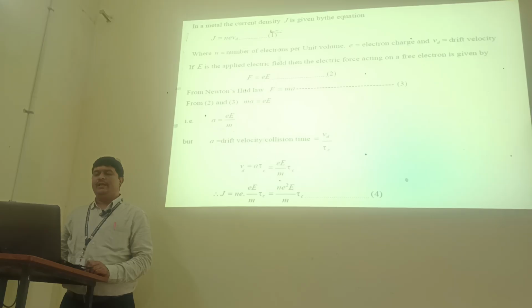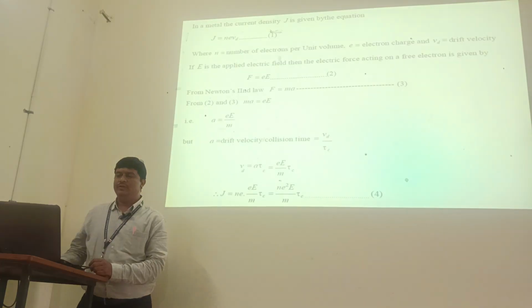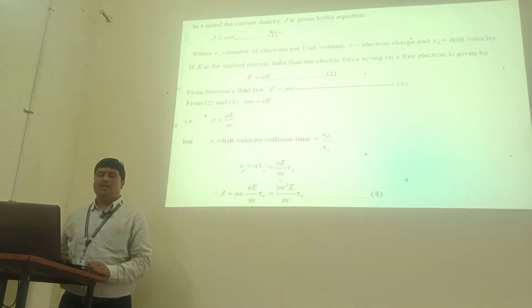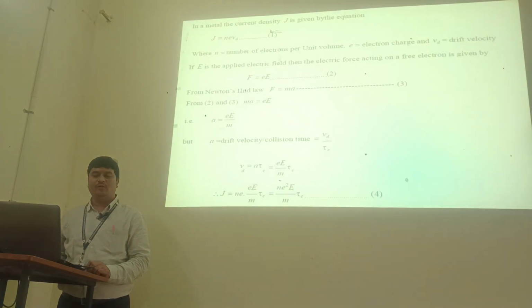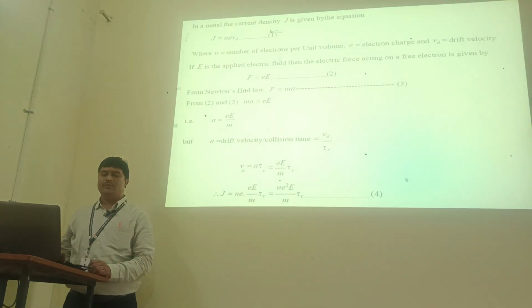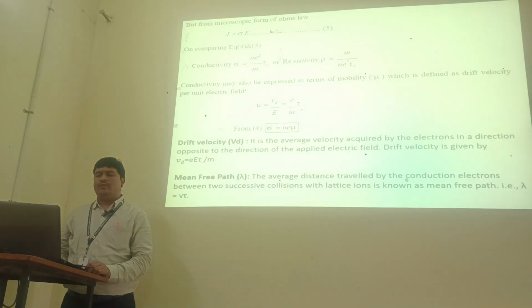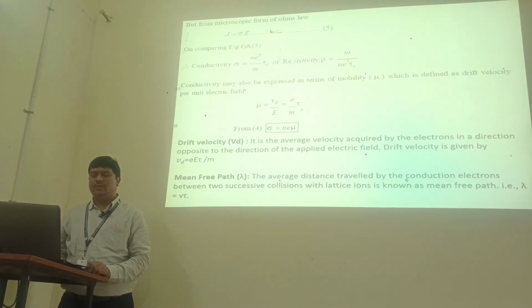We know that the electric field applies a force on the electrons, that is F equal to small e into capital E. According to Newton's second law, F equal to Ma. So both equations are equal: Ma equal to small e into capital E, and a equal to small e capital E by M. After solving, we get the conductivity formula sigma equal to Ne mu.